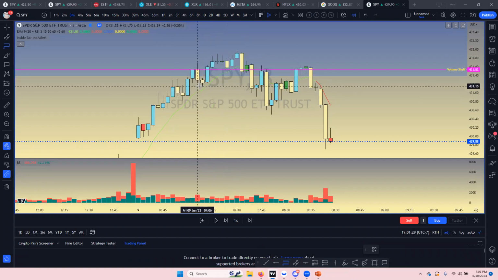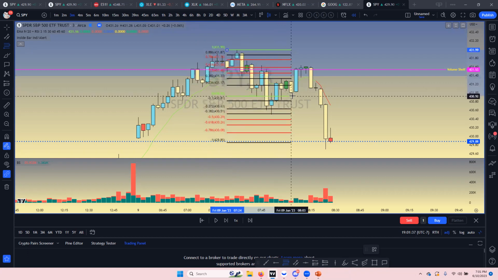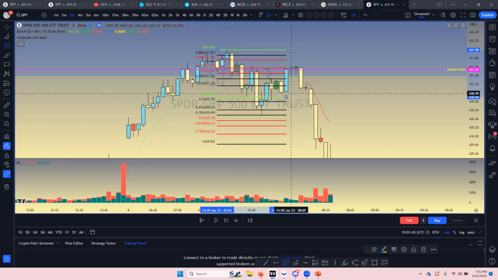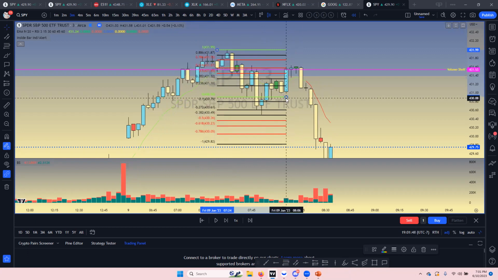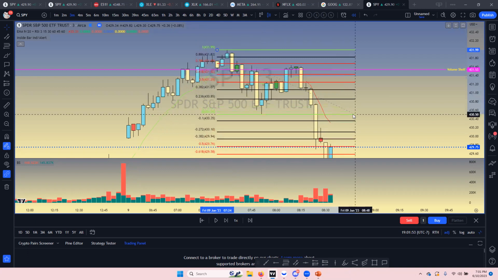You see that? Broken. So what I should have been doing is drawing my fib from the new swing high to the new swing low and watch what happens. Bam, tear off the 0.618. But at this point I wasn't in. I got in right there. I got into the 0.786.